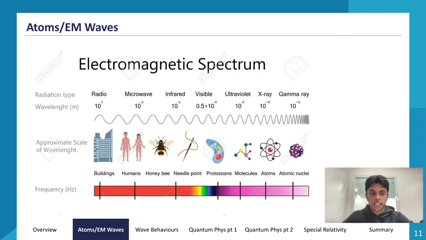Looking at the electromagnetic spectrum now, a bit of a recap. Basically, we have radio waves, microwaves, infrared waves, visible light, ultraviolet, X-rays, and gamma rays. And as you can see, the wavelength decreases as this keeps going and the frequency increases. So the energy it carries increases. So that's a quick little recap of the EM spectrum.